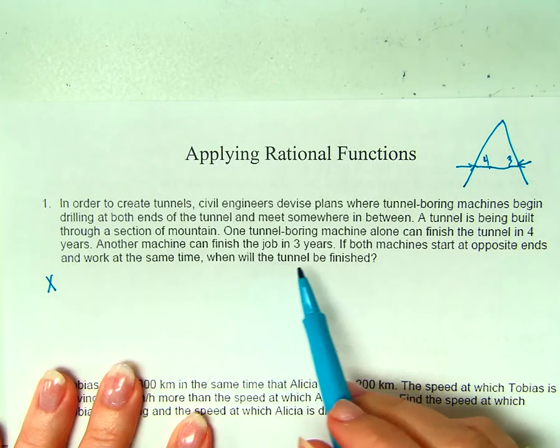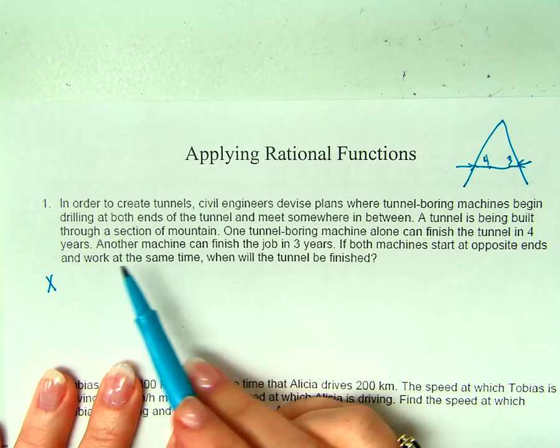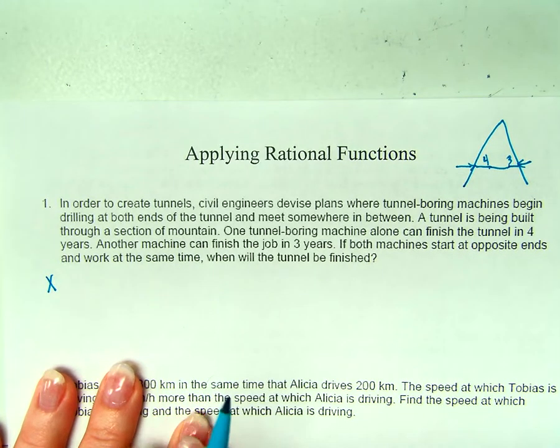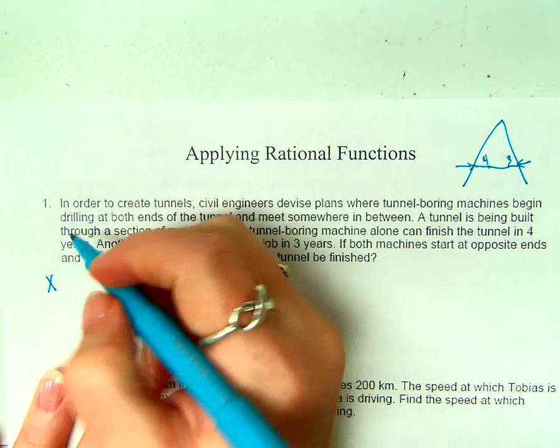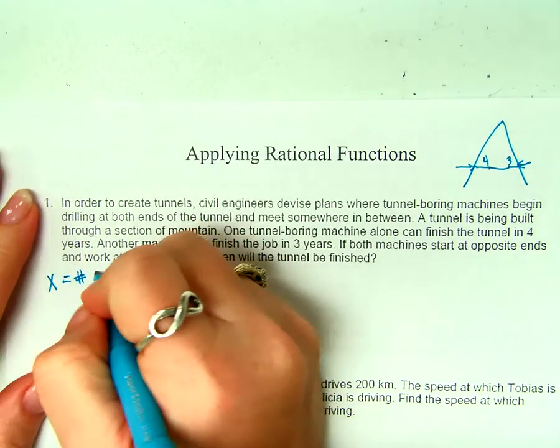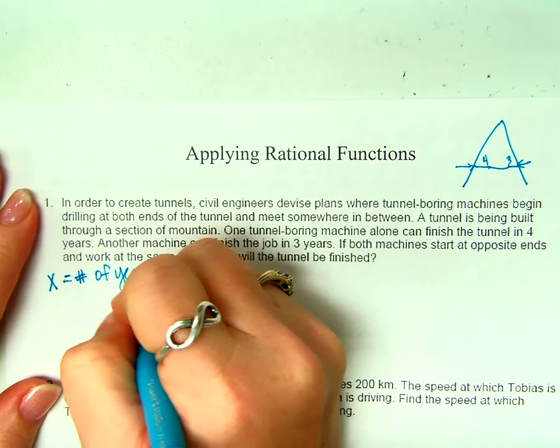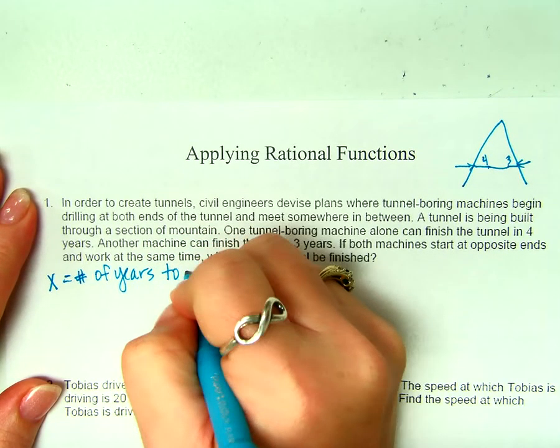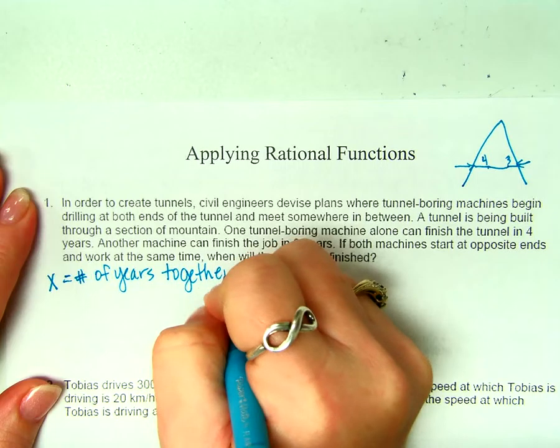How long it's going to take for the two machines to work together. Okay? So let's say X is going to be the number of years together. Does that make sense?